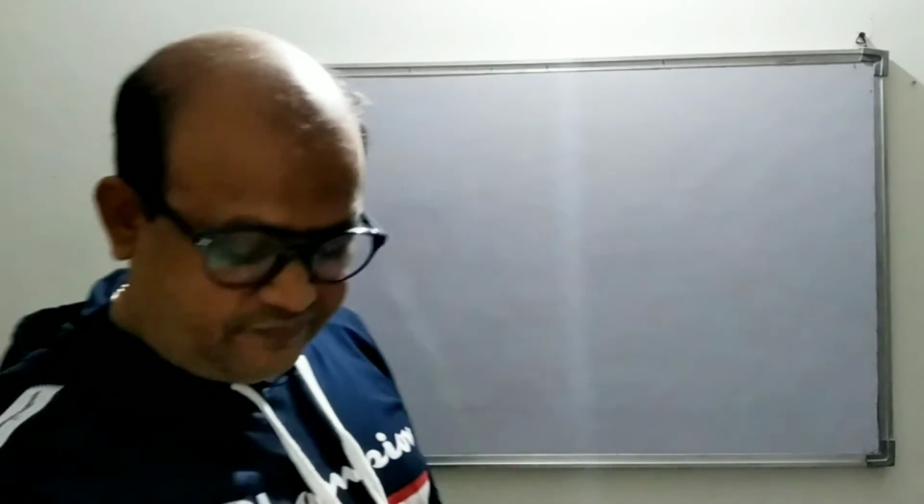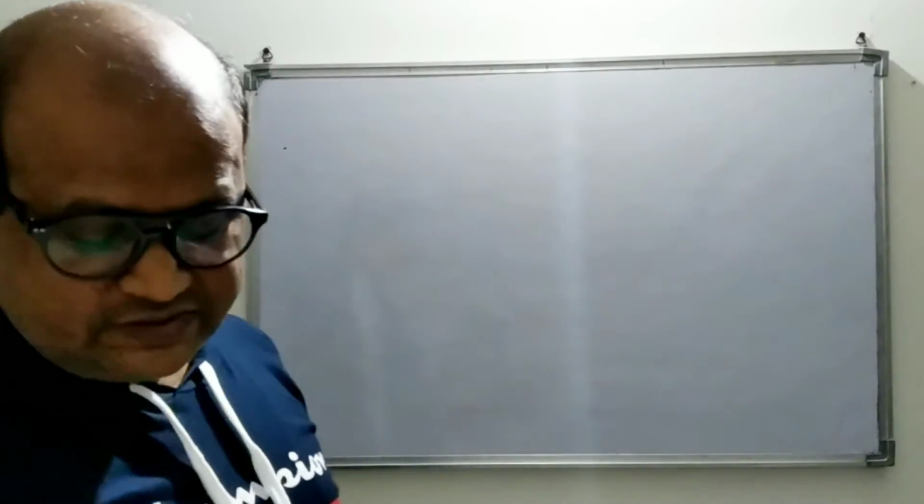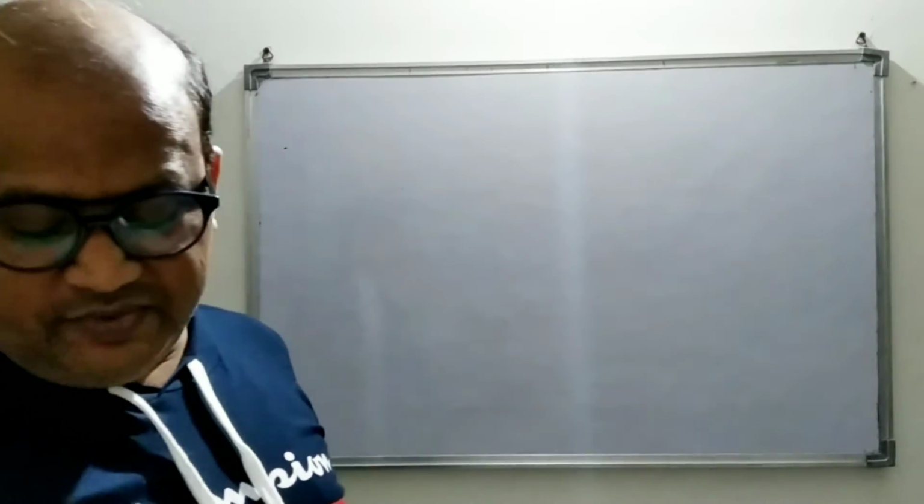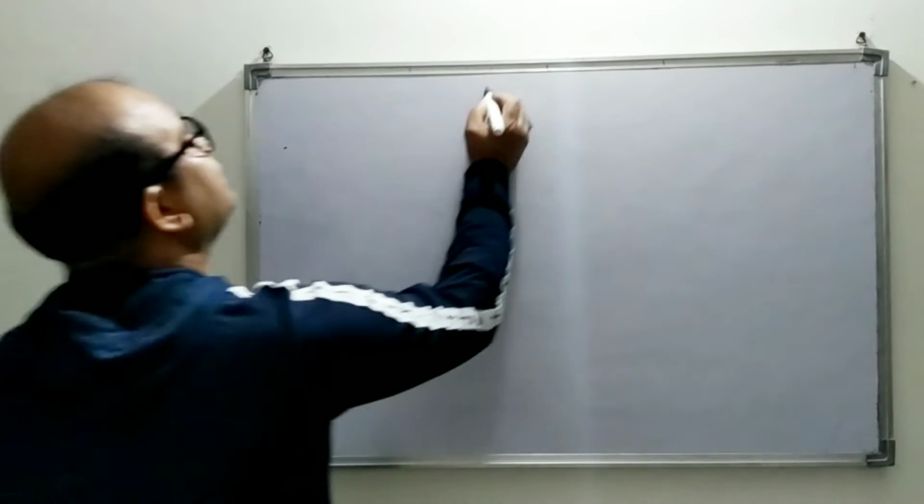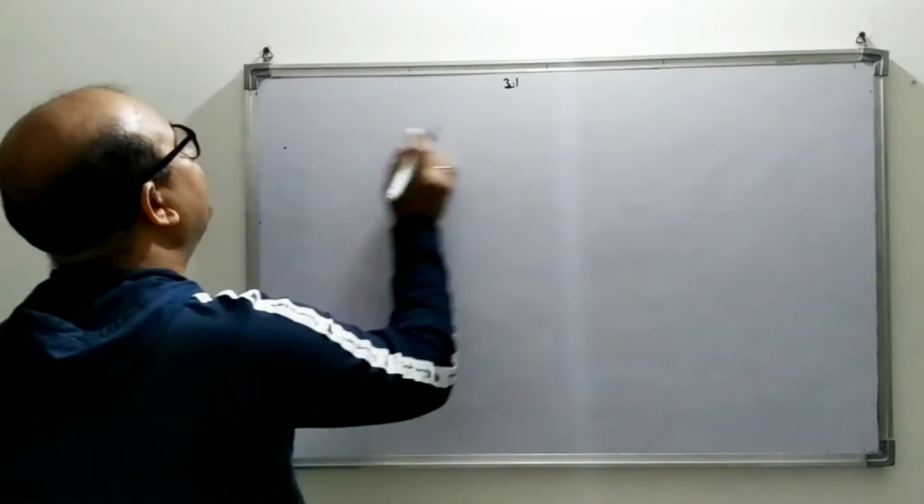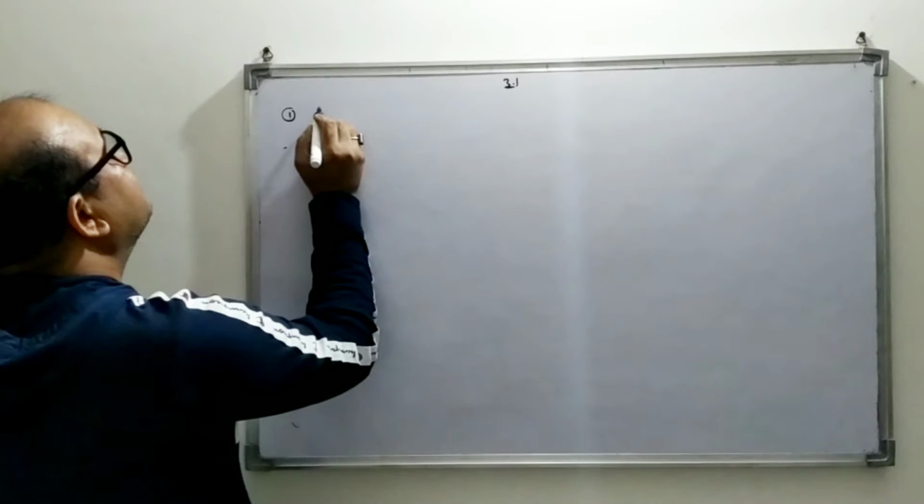Hello everyone. Now we'll start exercises of trigonometry. Let us start with exercise 3.1. The first question is conversion of the degree measure to radian measure. From degree measure to radian measure.